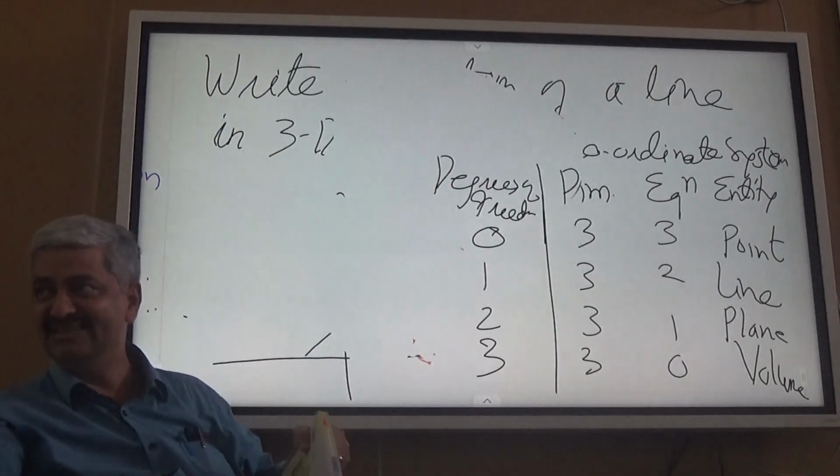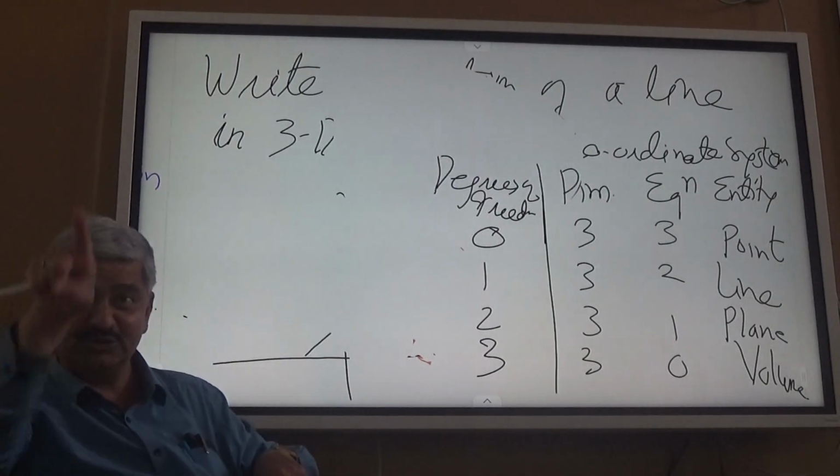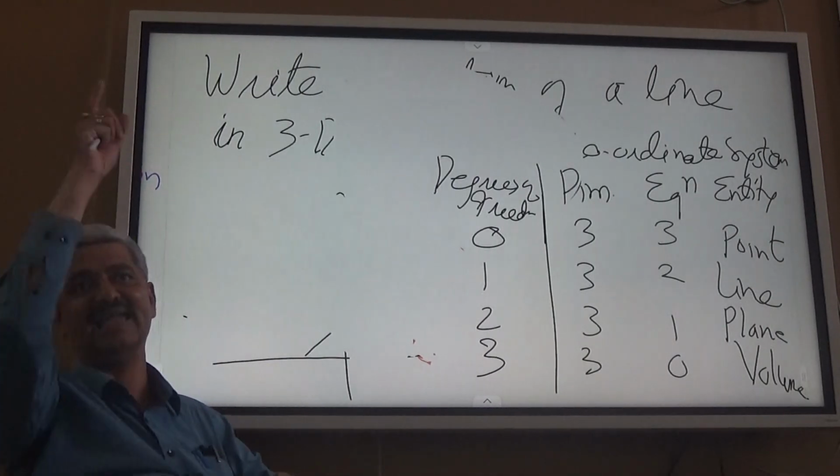Y equal to x is not a line. So y equal to x and z equal to 0: 2 equations make a line.